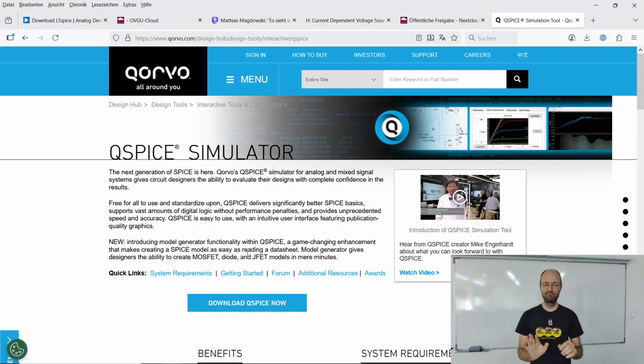The graphical user interface is, from my point of view, not as nice and sophisticated as in LTspice. In LTspice, you can do more stuff. But everything has advantages and disadvantages, let's say.